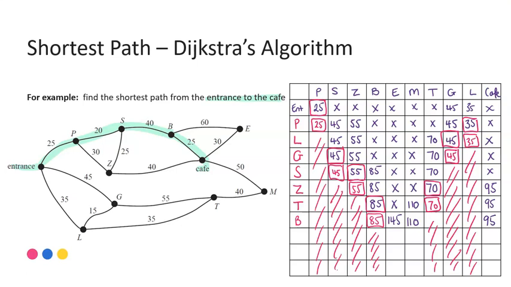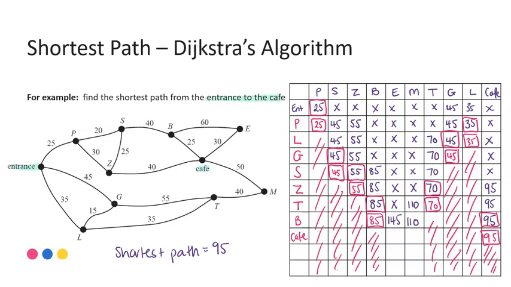Our next smallest number, finally 95. So we've hit the cafe as our focal point. As soon as we get our finish point as our focal, we can stop. Our process is done. And so now we can say, well, we know that the length of the shortest path will be 95.